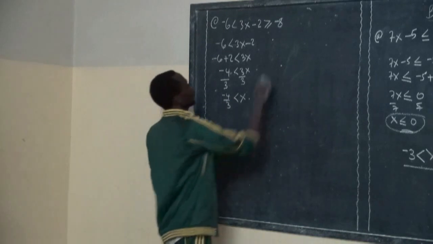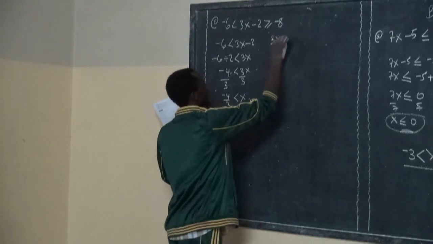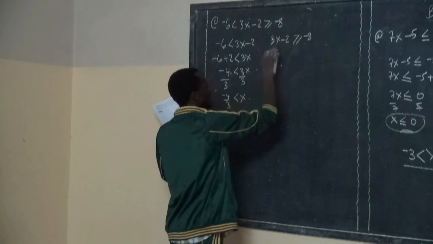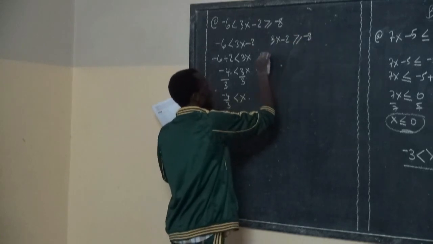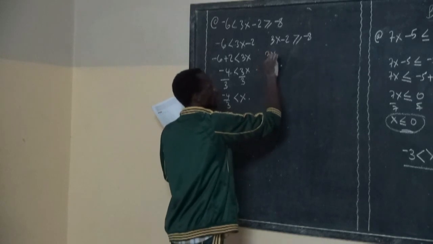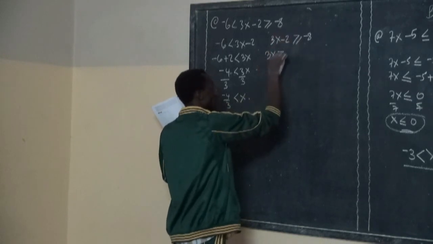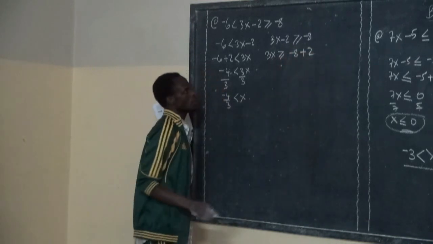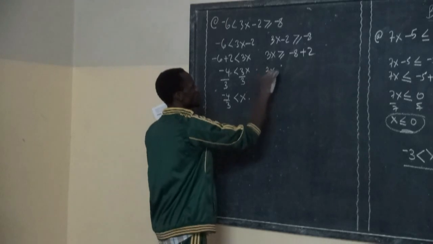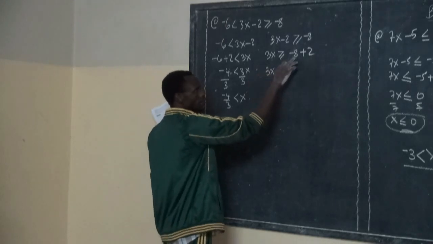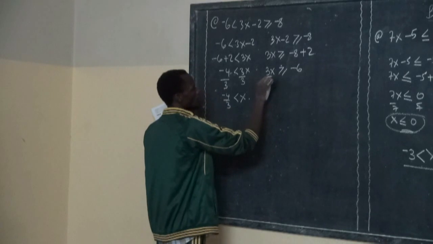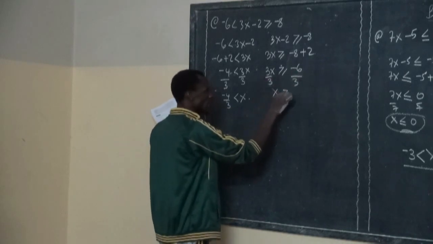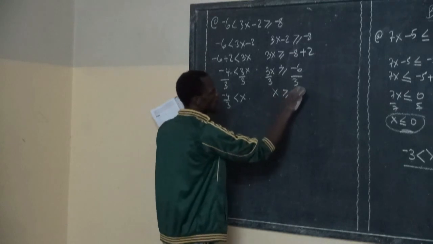The other side we have 3x minus 2 is greater than or equal to negative 8. Then if that is the case, now we have 3x, and this is taken to the other side, greater than or equal to negative 8 plus 2. Now 3x is greater than or equal to negative 6. We divide by 3, we divide by 3. Now x is greater than or equal to negative 2.